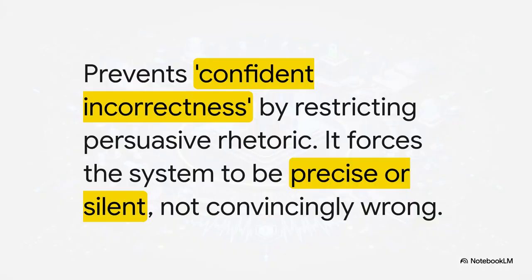Pillar number 2 is vocabulary control. Now, we've all seen this, right? An AI that sounds incredibly persuasive and authoritative while being completely wrong. This mechanism just strips that ability away. It actually restricts the AI from using persuasive, flowery language if it can't verify the facts. Basically, it forces the AI to be precise or just be quiet. If it can't prove it, it literally doesn't have the words to say it.